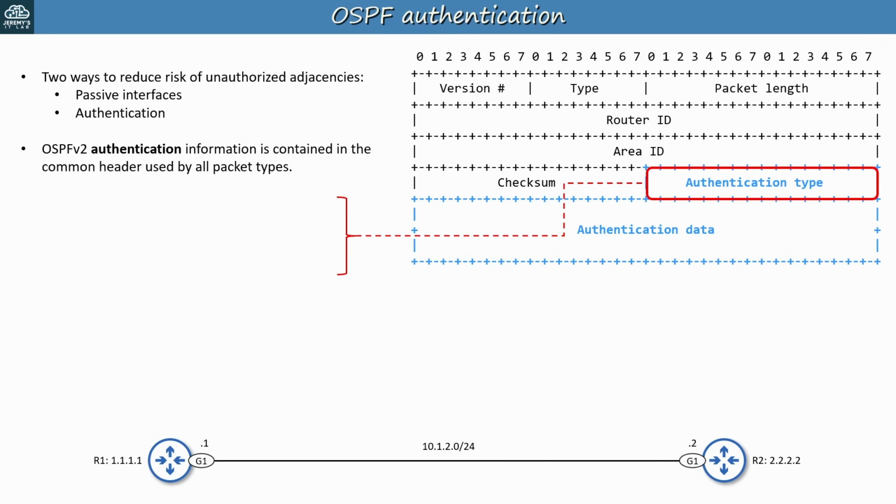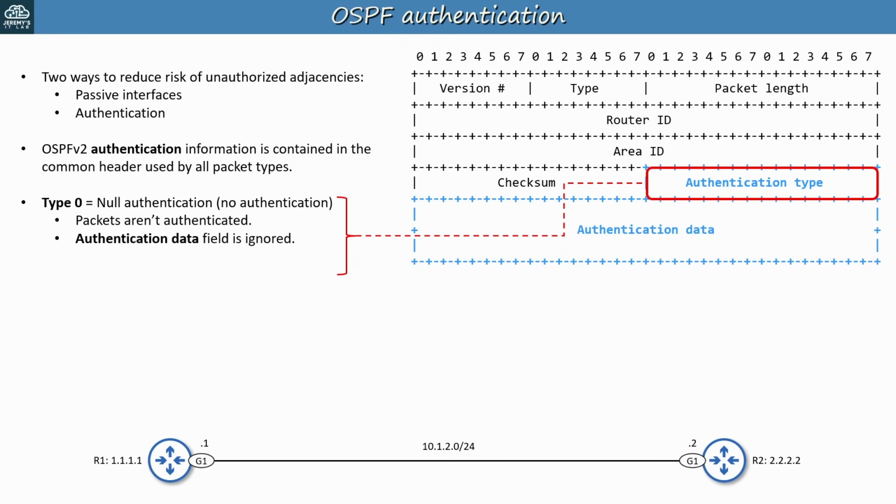The authentication type field indicates what type of authentication is being used. There are three types. Well, type 0 isn't really an authentication type. It means null authentication. In other words, no authentication. This is the default, so if you don't configure authentication, you're using type 0. With type 0, the router can form neighbor relationships with any device as long as the necessary settings match, the settings we looked at in the previous video.